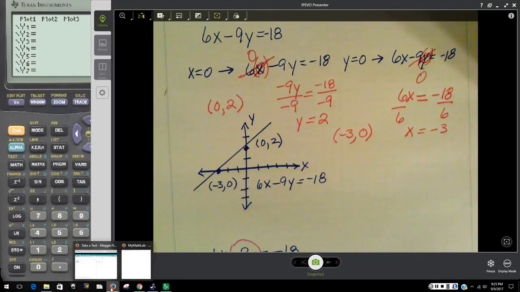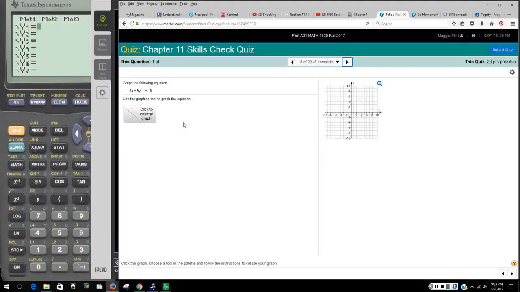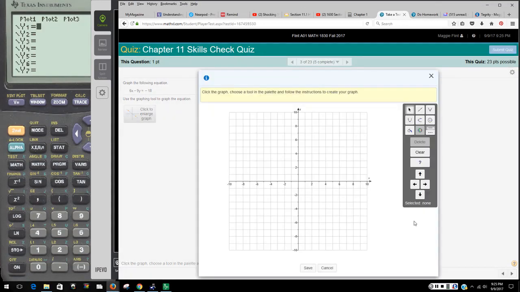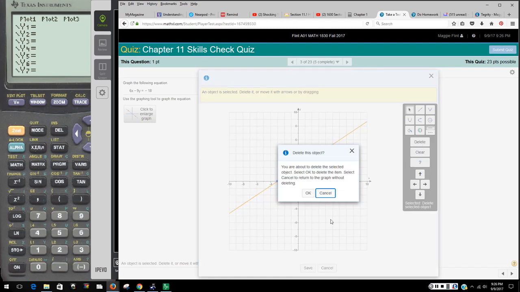So we're going to go back to the quiz. We're going to click here to enlarge the graph. And we want to draw a straight line, which is this choice. And if we use the intercept method, we would have the point 0, 2, and then our second point was -3, 0. And we see that we would have that line. So kind of pay attention to what that looks like. And then we're going to delete it and use the other method.